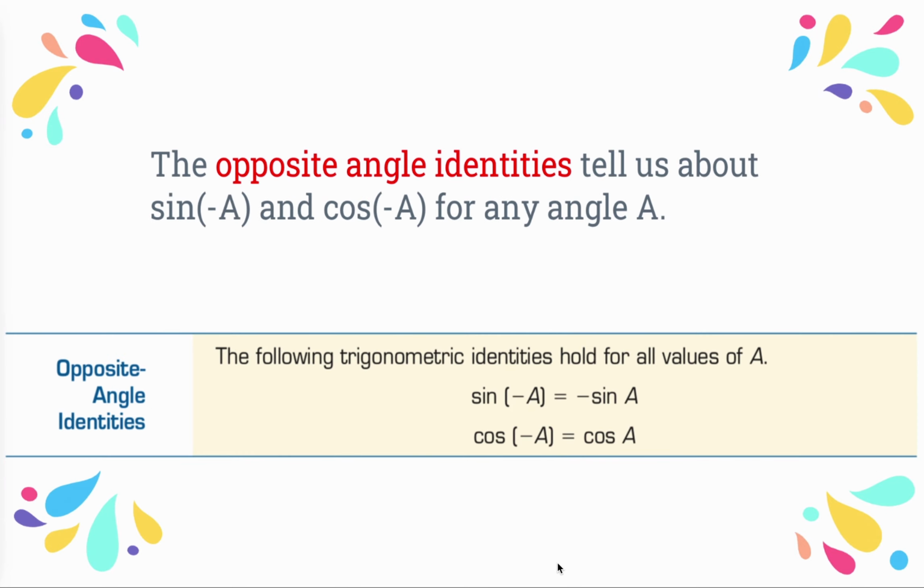And pi over 6 is in quadrant 1. The opposite angle identity. Sine of negative A is equal to negative sine of A. Cosine of negative A doesn't change.